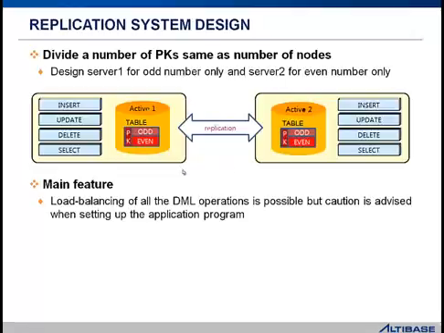So in node A, only odd primary key values are modified, and in node B, only even primary key values are modified. This way, there will be no modification from both nodes simultaneously, so we can reduce the conflicts. The main feature is that load balancing of all DML operations is possible, and caution is advised when setting up the application program. This is because we have to write the application program for odd numbers and even numbers separately. That's why we need to pay extra attention.